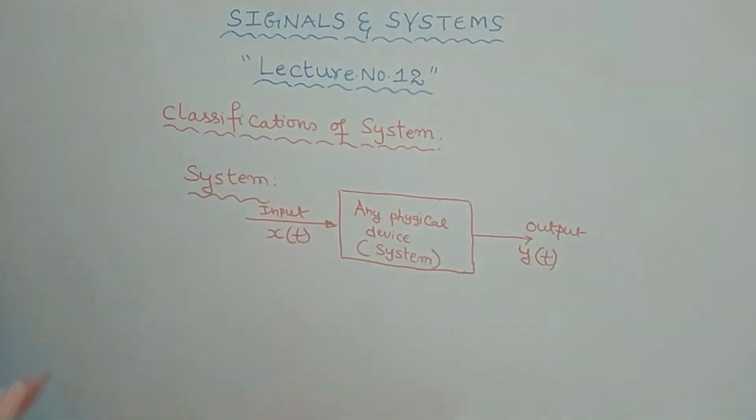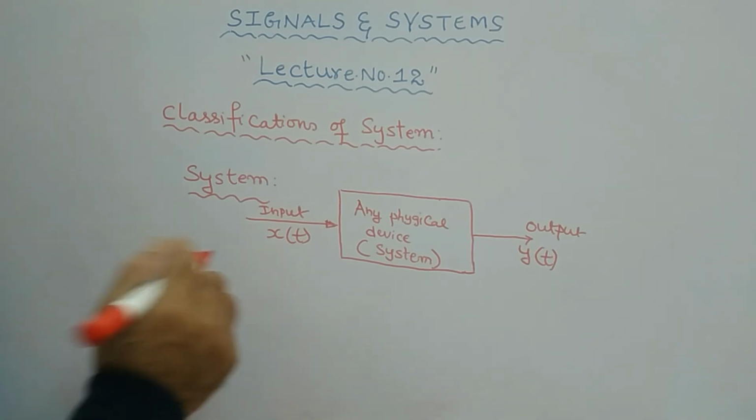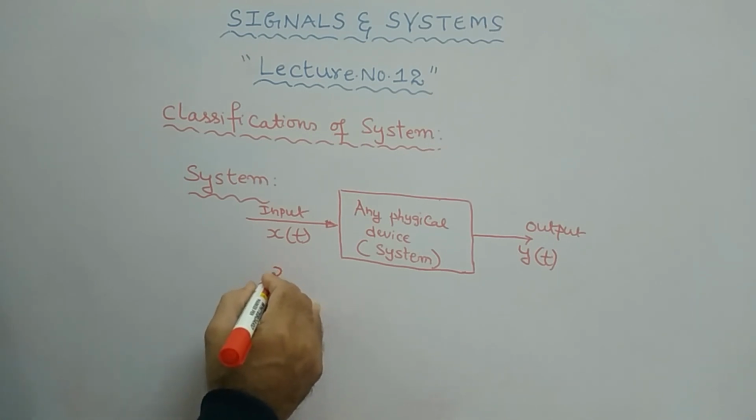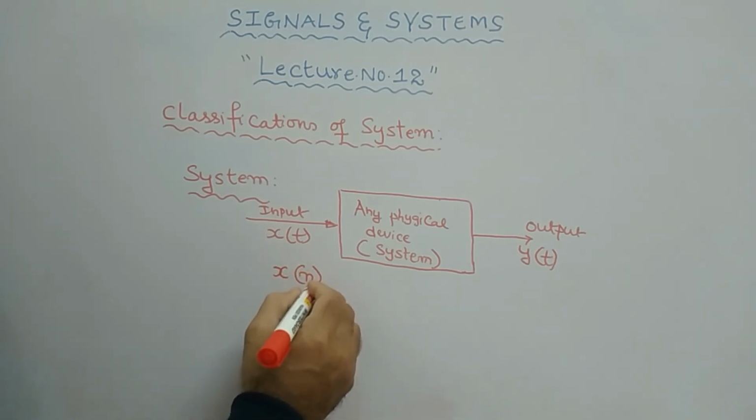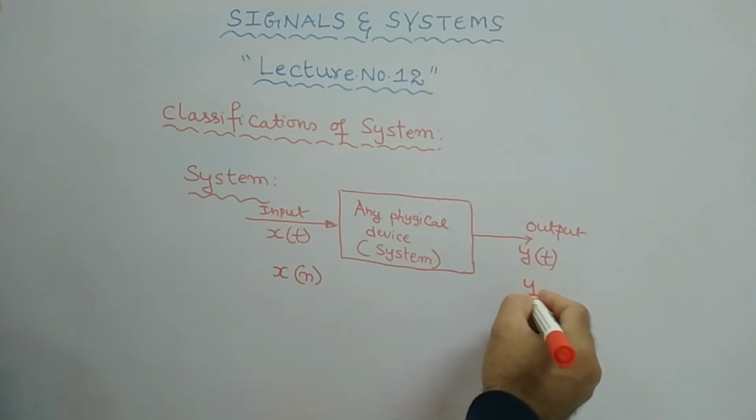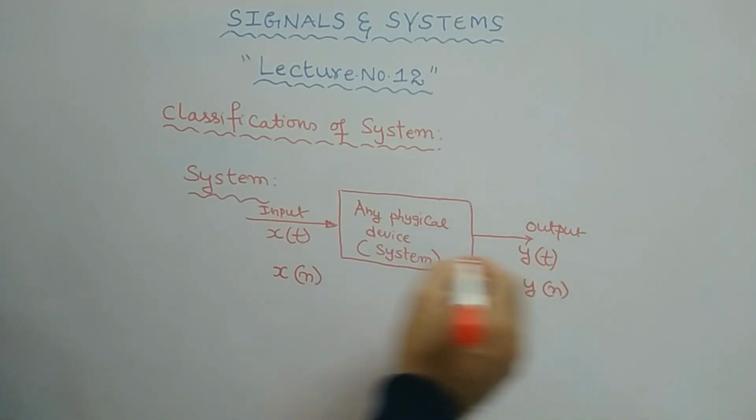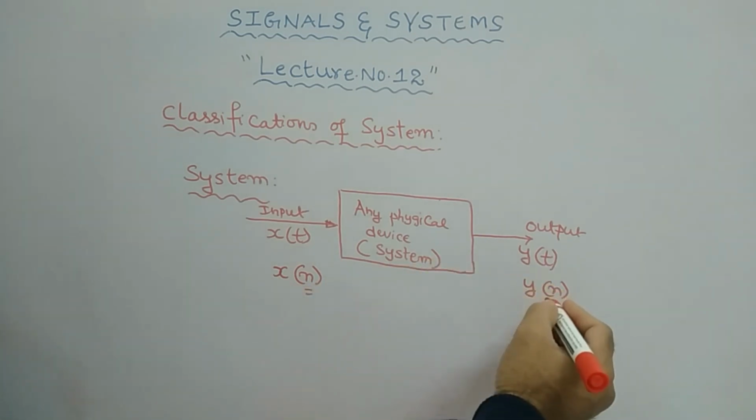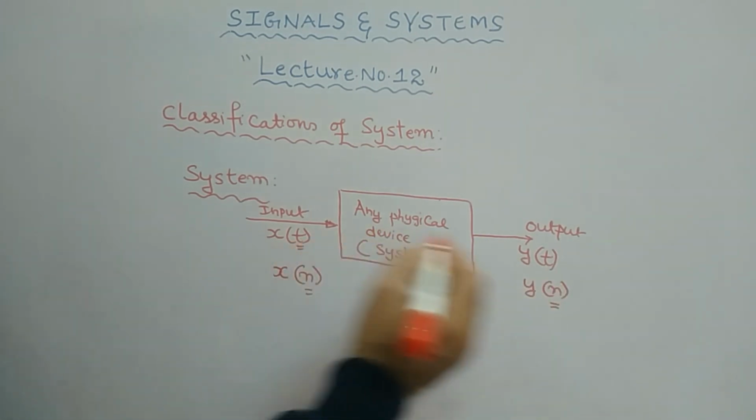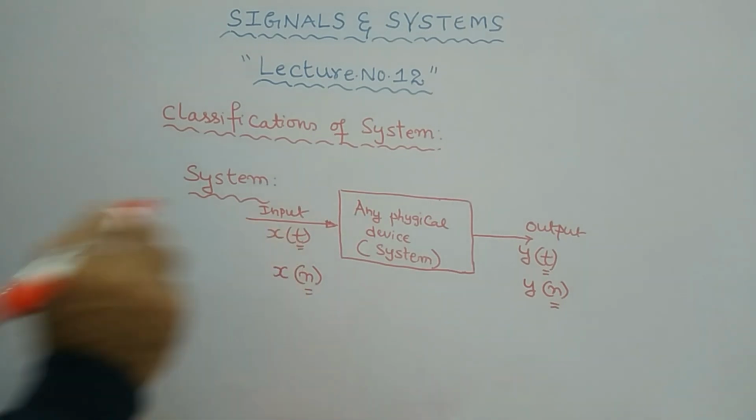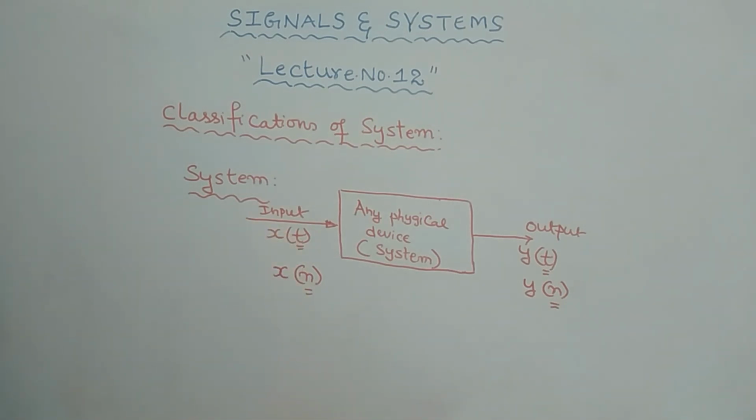Similarly, the same can be applied in discrete time also. In discrete time, the only difference is that x of t is denoted with x of n, and y of t is denoted with y of n. Remember, n is the representation of discrete time, whereas t is the representation of continuous time.